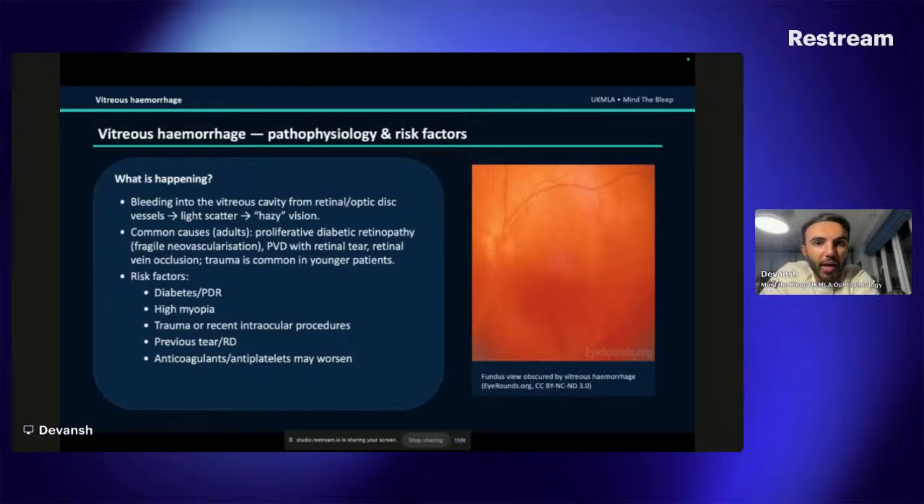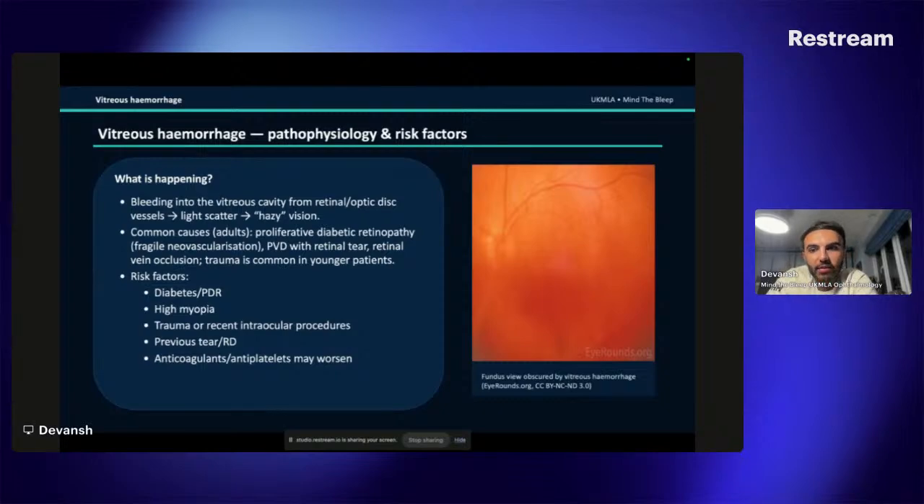Vitreous hemorrhage itself, why does it happen? So what's going on? It's bleeding into the vitreous cavity that happens from the retina or the optic disc's vessels. And that bleeding into the vitreous cavity is what leads to that hazy vision that we see and that reduced red reflex. Common causes: proliferative diabetic retinopathy, as we've discussed, leads to those neovascular new blood vessels forming that are prone to leakage and hemorrhage. Posterior vitreous detachment with retinal tears can also lead to rupture of blood vessels and lead to this hemorrhage. Central retinal vein occlusions can contribute, and trauma is also a big contributor in younger patients.